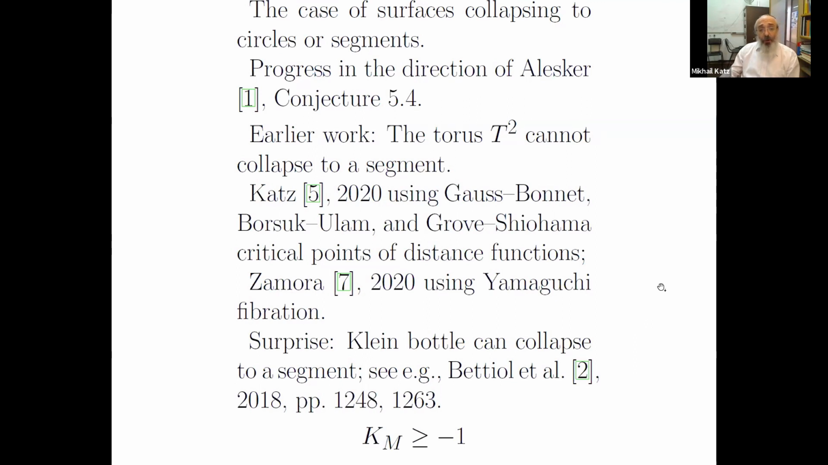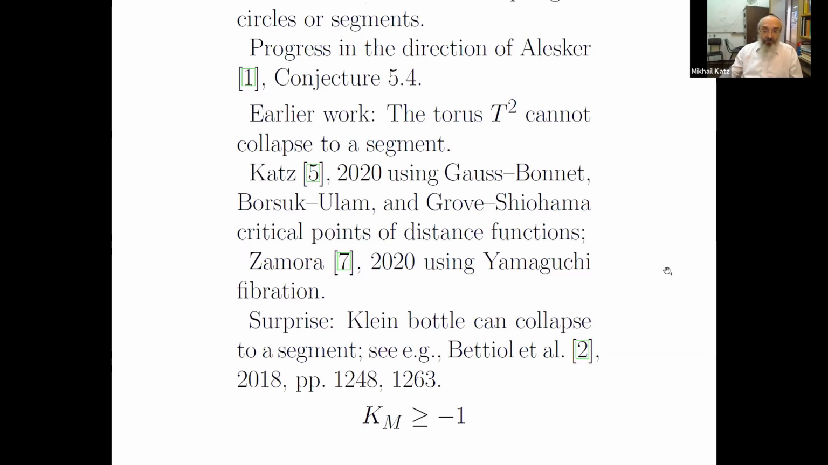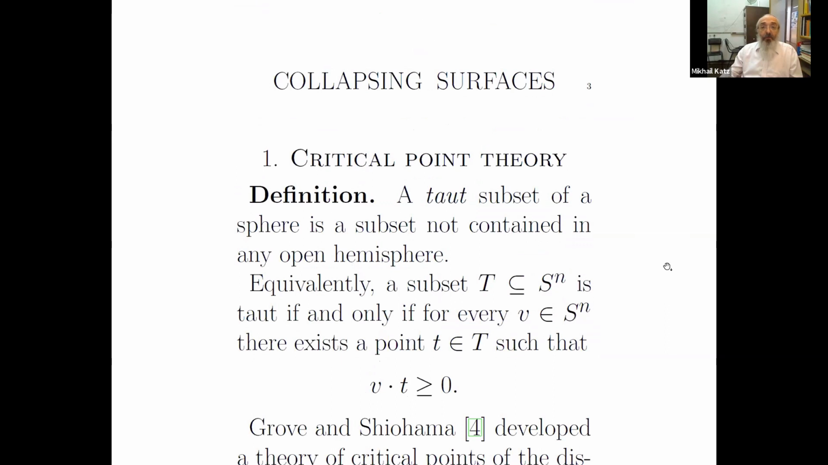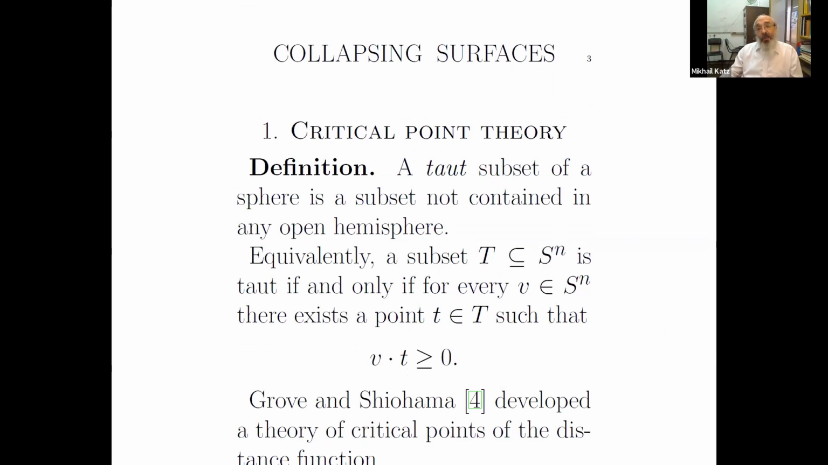Okay, so also we're going to normalize the curvature to be bounded below by -1. Might as well, because this way some of the estimates will be easier to write down. So let me just give a quick overview of the critical point theory.